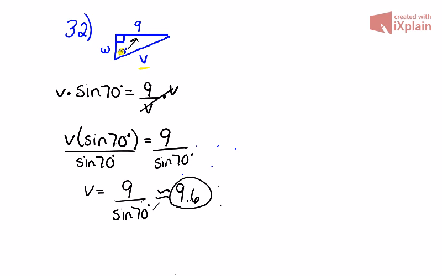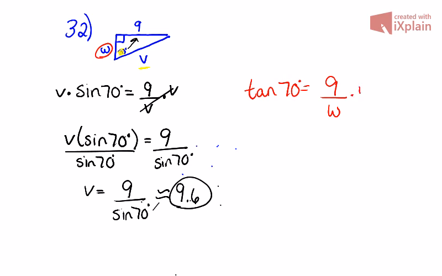And now I'm going to go back and find W. So that's my next job. So I need to see how I can relate my angle of 70, my W, and then that side 9 that I know. And I noticed that the tangent of 70 degrees would be equal to the opposite, which is 9, over my adjacent side, which is W. And I will solve that equation now for W.